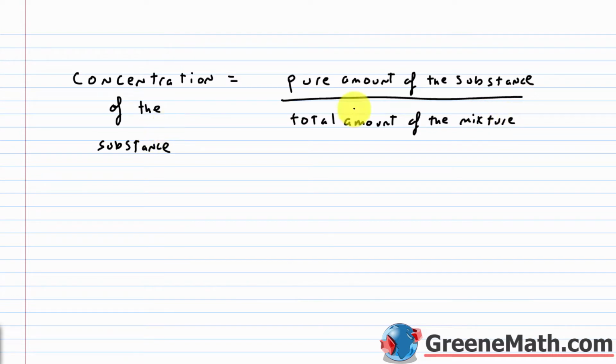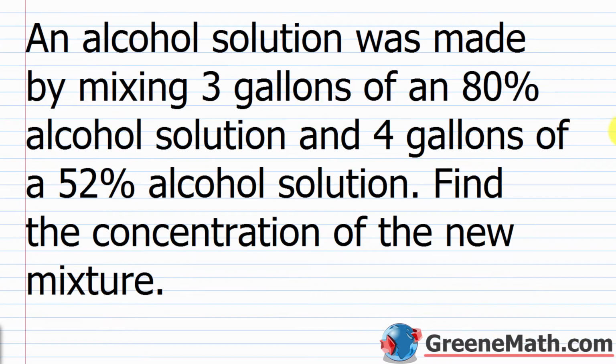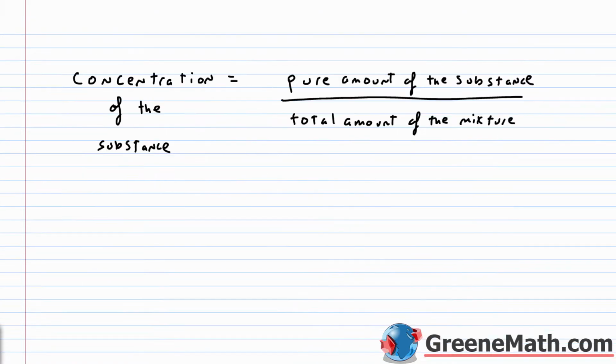So once you understand this right here, it's going to be really easy for you to do these mixture word problems. I can't tell you how many students I've tutored and they don't even understand this and they're trying to solve the problem. You have to know how to get the concentration of the substance before you can do anything. So let's go back up and fill in this information. Now the information we're given is that there's 3 gallons of an 80% alcohol solution and 4 gallons of a 52% alcohol solution.